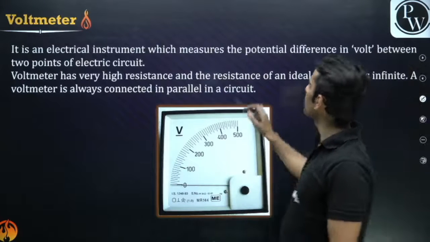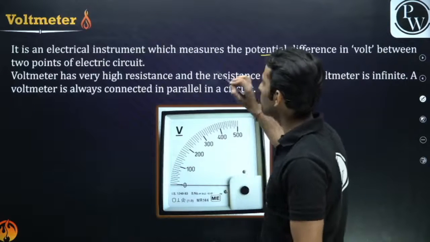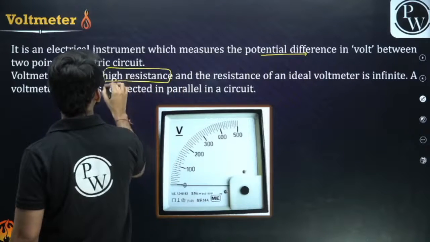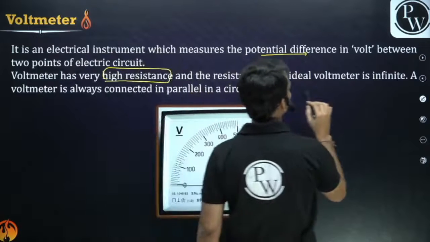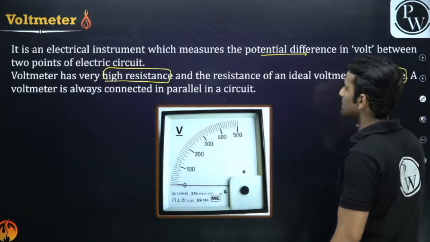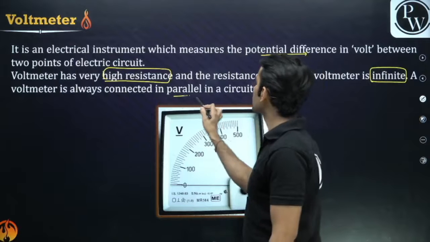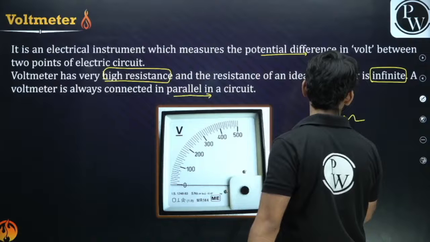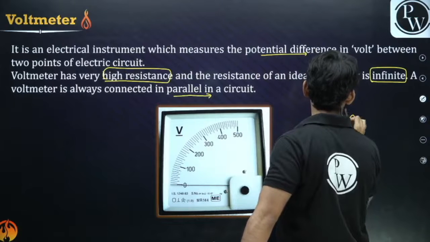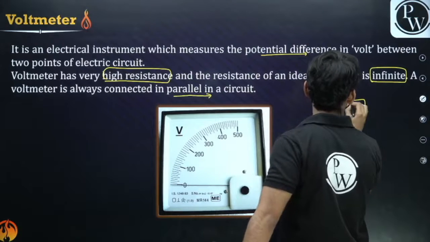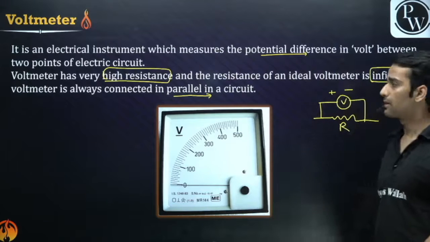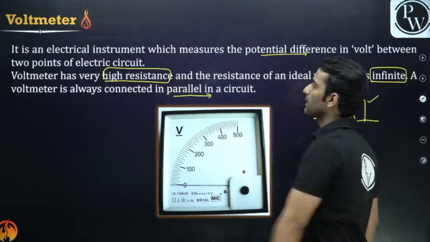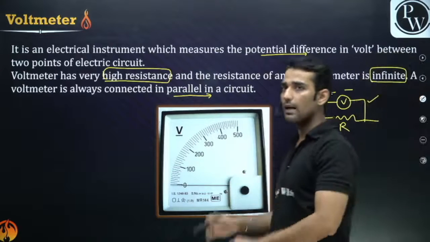Then we have the voltmeter to measure the potential difference or the voltage. It has very, very high resistance, right? Voltmeter has a very high value of resistance, and the resistance of an ideal voltmeter is infinite, and it is always connected in parallel with the circuit. For example, if I want to measure the voltage across this resistor, we measure it like this. So we connect the voltmeter like this, like we have a circuit here. So we have an ammeter, we have a galvanometer, and we have a voltmeter.